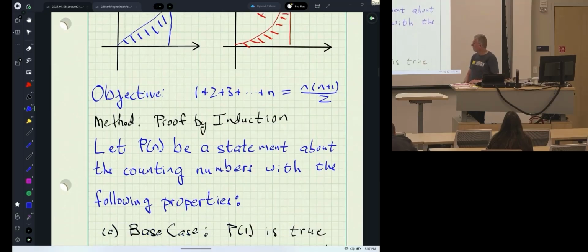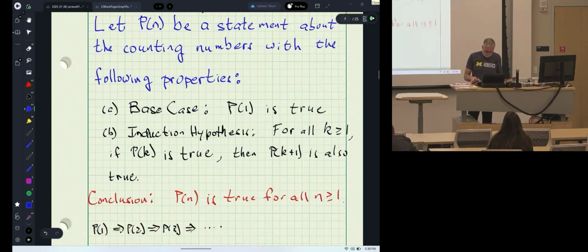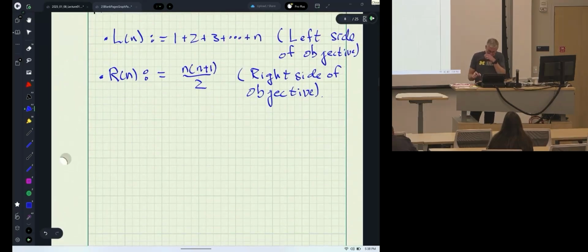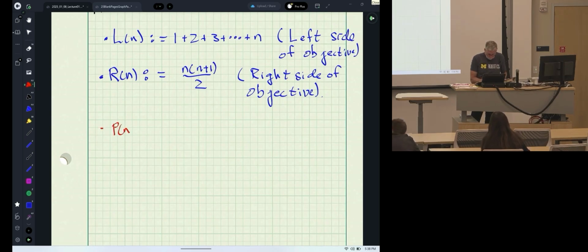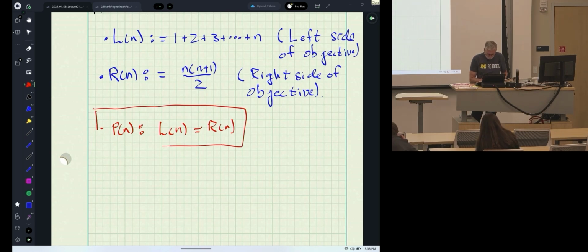We just want to show that the sum of the first n integers is this, and then eventually we'll look at formulas for all the different powers. And then what we're trying to show is that L of n equals R of n. P of n is that L of n is equal to R of n. That's what we're trying to show. This is our objective. Show this.